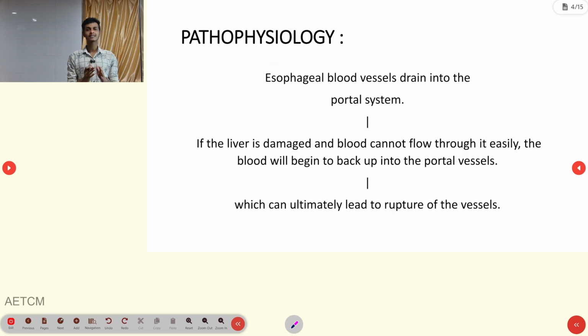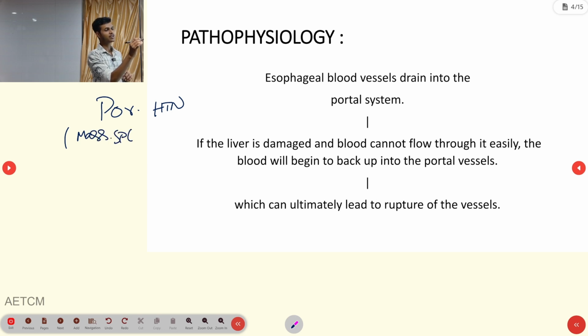How does portal hypertension lead to esophageal varices? That comes under the pathophysiology. We said the reason for esophageal varices is portal hypertension, right? There are various causes for portal hypertension, such as massive splenomegaly. The most common one is liver cirrhosis. Portal hypertension is basically divided into intrahepatic, prehepatic, and posthepatic.